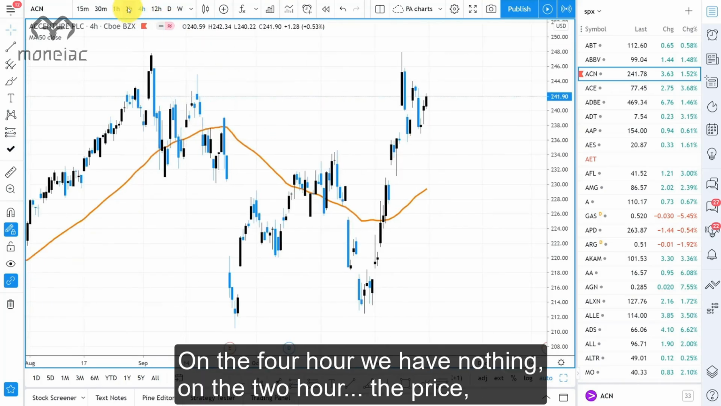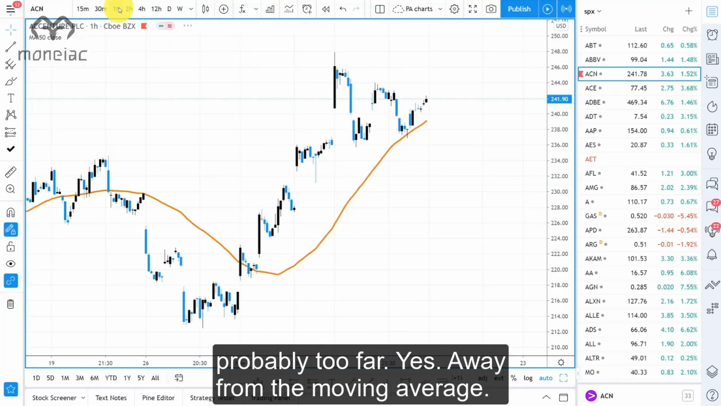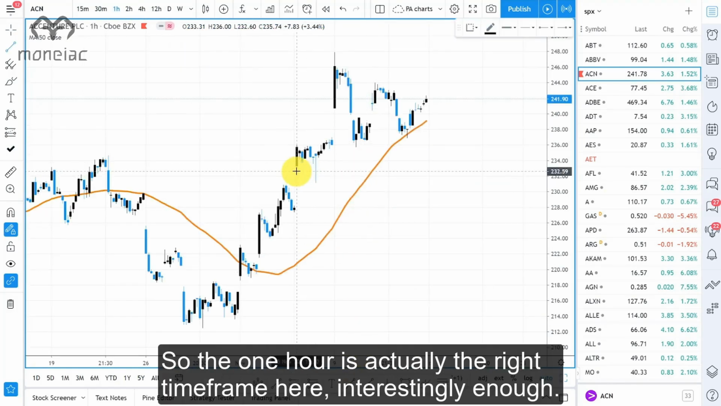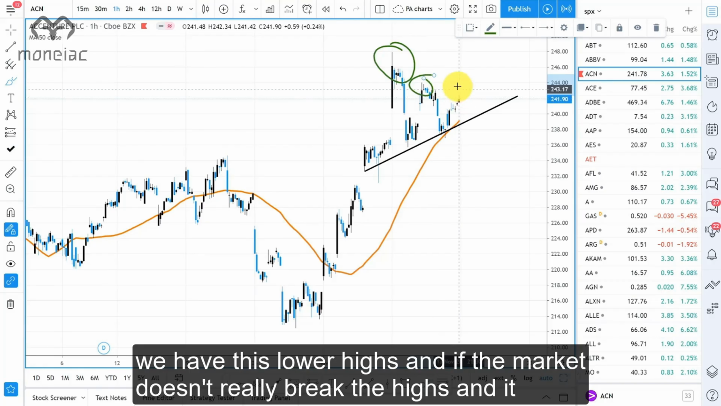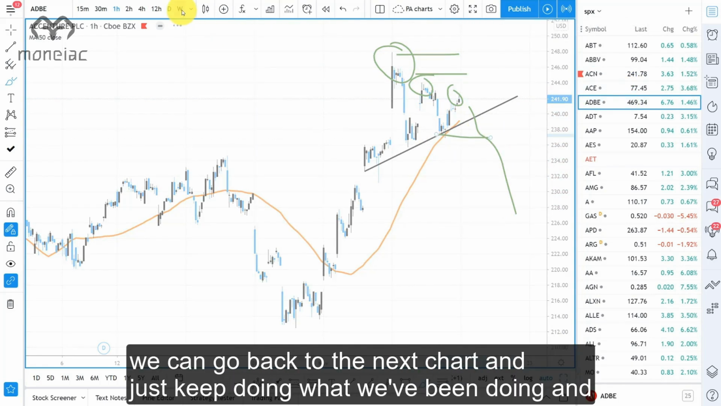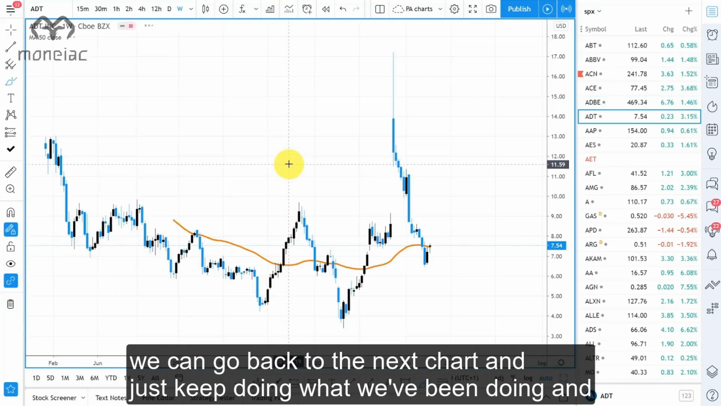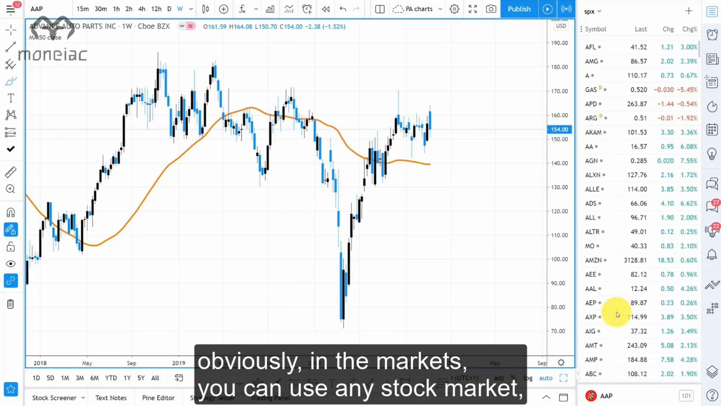But let's see, on the 4 hour, we have nothing. On the 2 hour, the price is probably too far away from the moving average. So the 1 hour is actually the right time frame here, interestingly enough. And you have a trend line here. You can nicely estimate that, okay, we have these lower highs. And if the market doesn't really break the highs and it breaks below that, that's where I would get interested in trading this one. So maybe something to look into. And again, we can go back to the next chart and just keep doing what we've been doing and just find interesting markets. And we can do that for all the pairs here, obviously, and the markets.